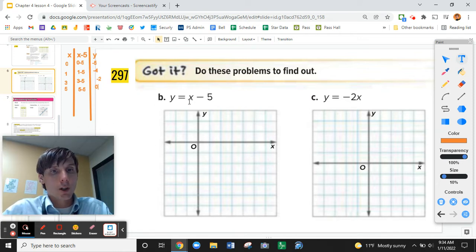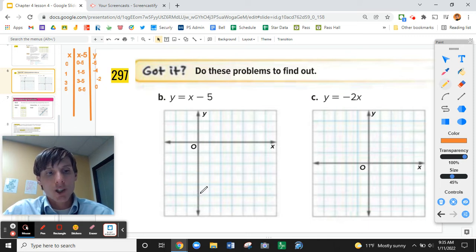So again, we have our equation here. This is our function. We have it written in a table. In the table, we have written out the different coordinate pairs. So we'll go ahead and graph those coordinate pairs. We have 0, negative 5, right? So x is 0. So we have 0 over, negative 5 down.